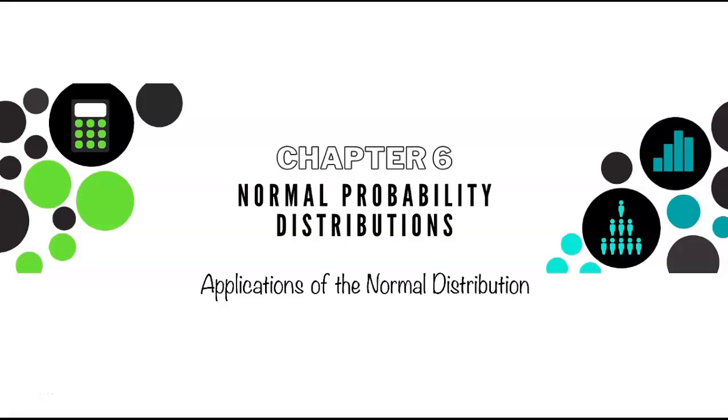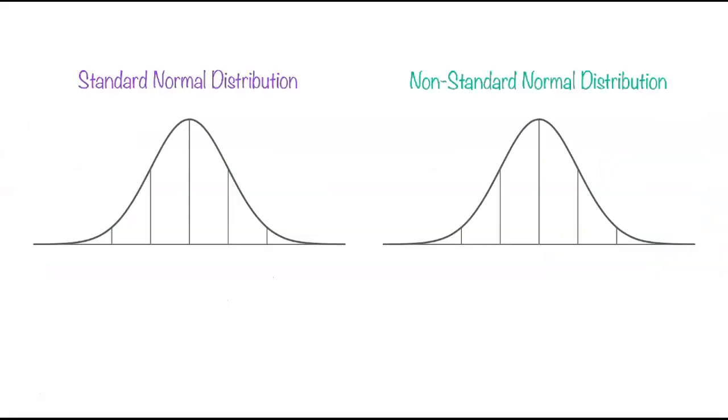In this lecture video, we're going to see how we can use the properties of the standard normal distribution for normal distributions that are not standard. With a standard normal distribution, we have a mean of 0 and a standard deviation of 1, which means that each data value is the same as that data value's z-score.